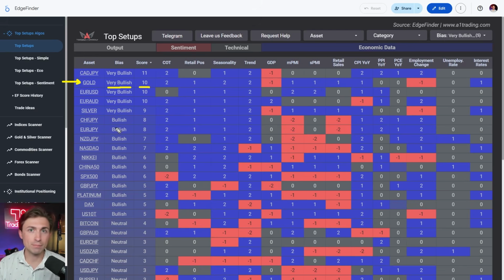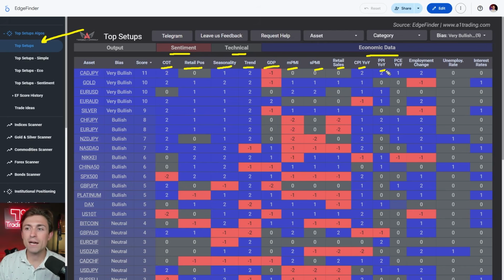Well, here is a simple step-by-step process. Step 1, we navigate to the top setups page, which scans sentiment, technical, and economic data for us to give us an idea how key metrics like the commitment of traders report, retail positioning, seasonal trends, momentum in markets, GDP stats, PMI data, retail sales, CPI, PPI, PCE, employment change, unemployment, and interest rates. What our software here is doing is it's monitoring all of these data sources. It's pulling them all in, and the algorithm is determining whether each one of these things has a positive or negative impact on our list of assets. We track currencies, commodities, indices, and even some crypto.